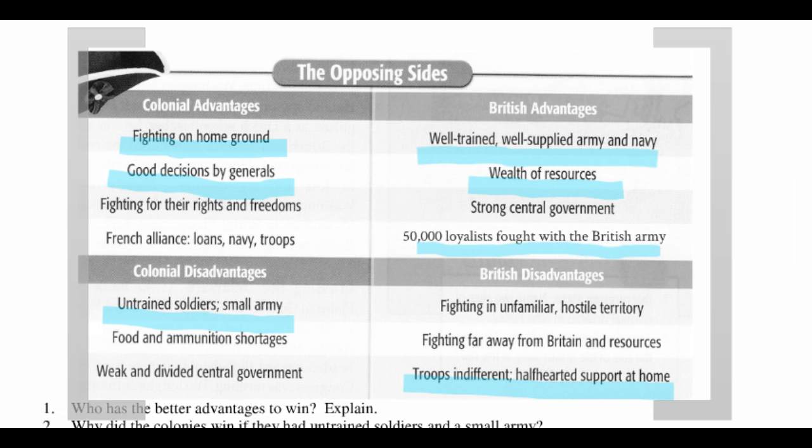All right, but probably the single biggest colonial advantage is General Washington himself. General Washington understood what needed to be done here, and I'll get into more of what I mean in a moment.